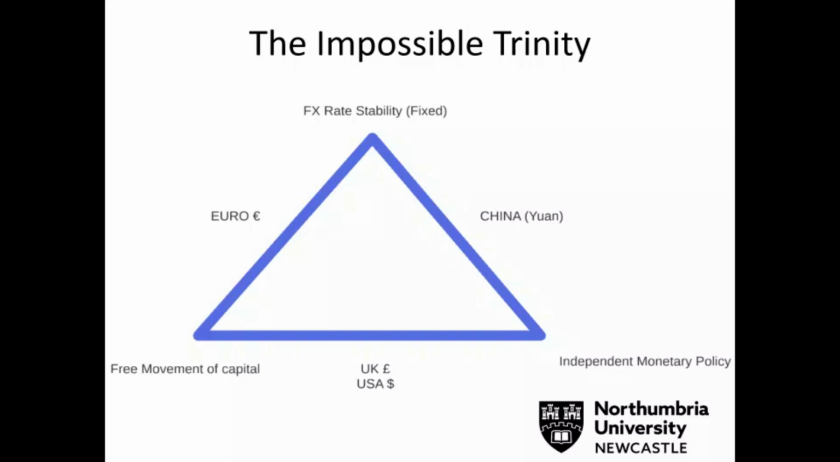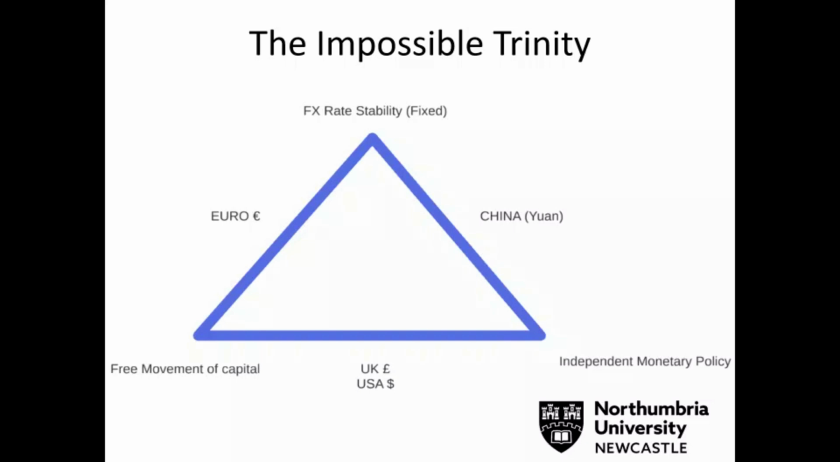If you look on the bottom, the likes of the UK, we have free movement of capital. We can do whatever we like when it comes to dealing with foreign exchange. We have our own Bank of England, who sets interest rates in line with the 2% inflation target. But we don't have fixed price stability of any other country. We're a floating rate of exchange.